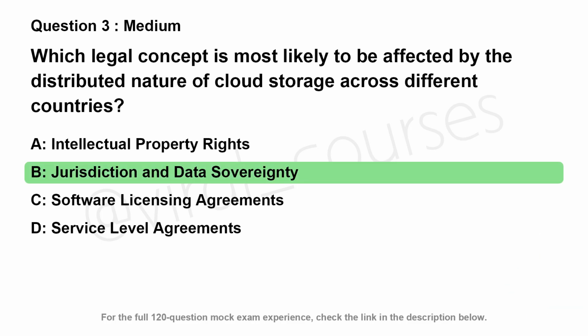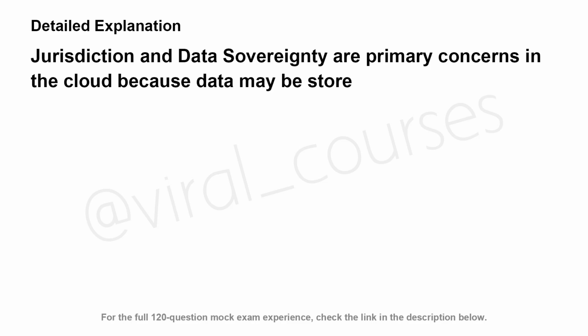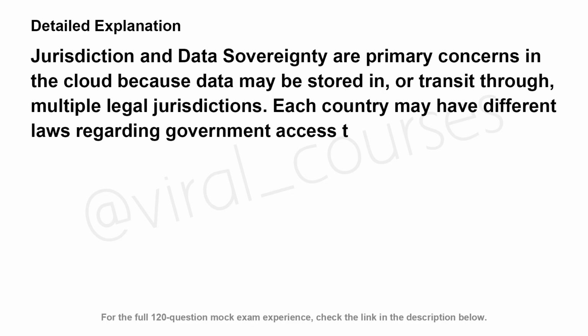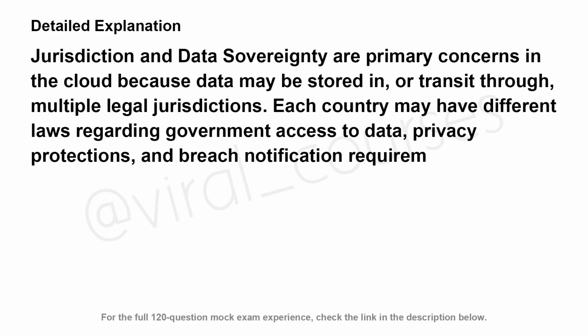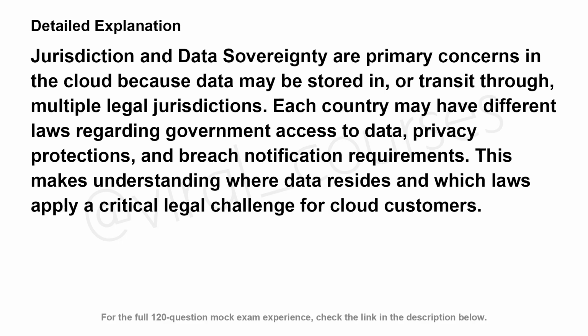The correct answer is B. Jurisdiction and data sovereignty are primary concerns in the cloud because data may be stored in or transit through multiple legal jurisdictions. Each country may have different laws regarding government access to data, privacy protections, and breach notification requirements. This makes understanding where data resides and which laws apply a critical legal challenge for cloud customers.